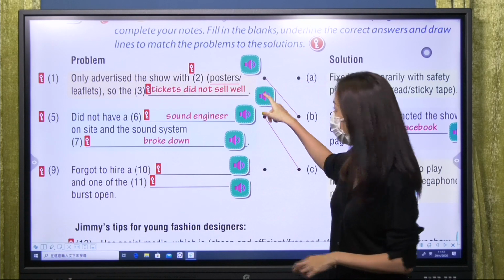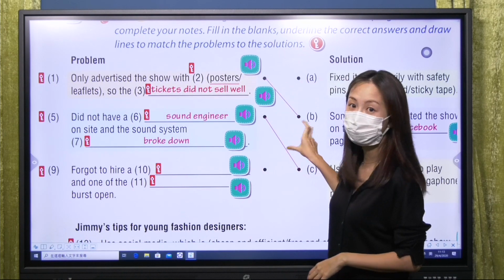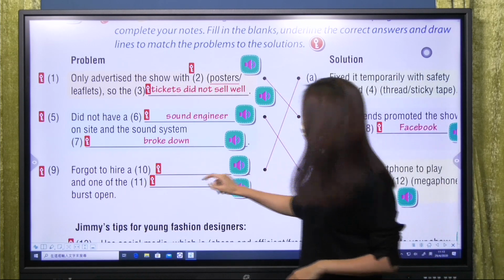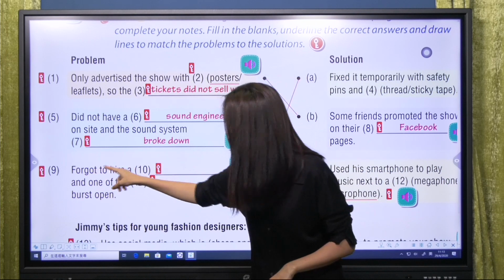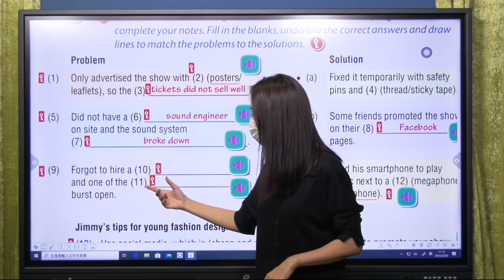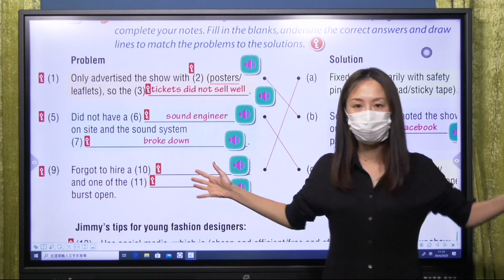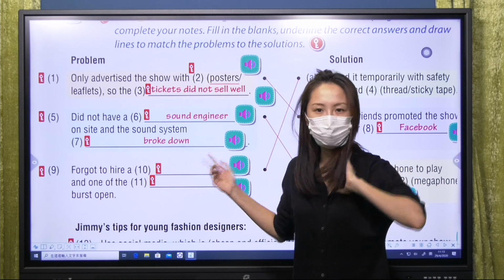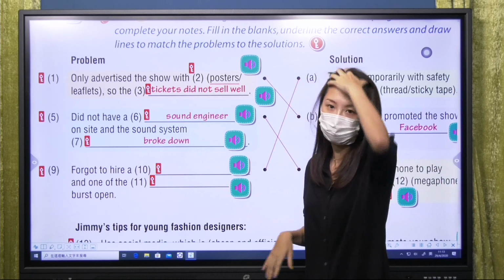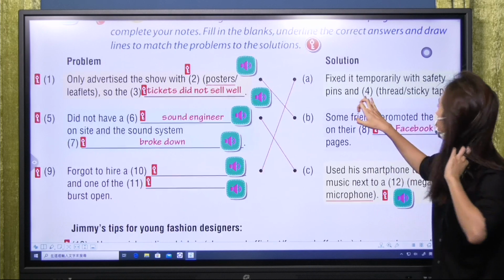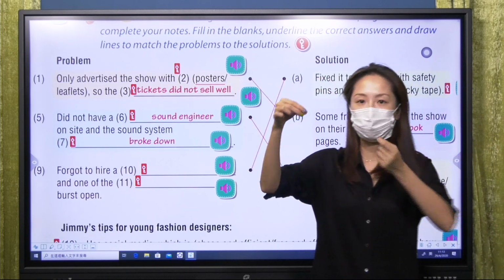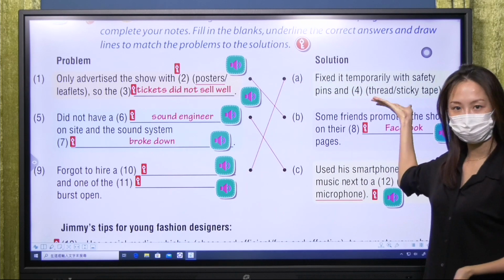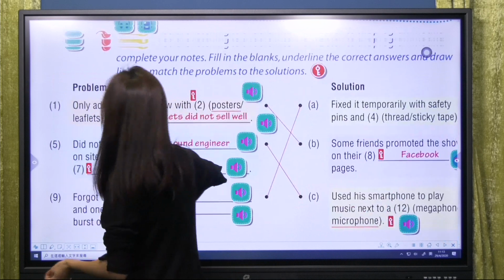And then if we finish number 1 and 5, you should already know the answer of number 9. So let's look at number 10 and number 11. Forget to hire a what, and one of the burst open, 爆開, so hire a what. So it's about the fashion show, what can be burst open? And fix it temporarily with safety pins. 嗰啲用啲針 keep 住. And then also what the other one? So let's listen.